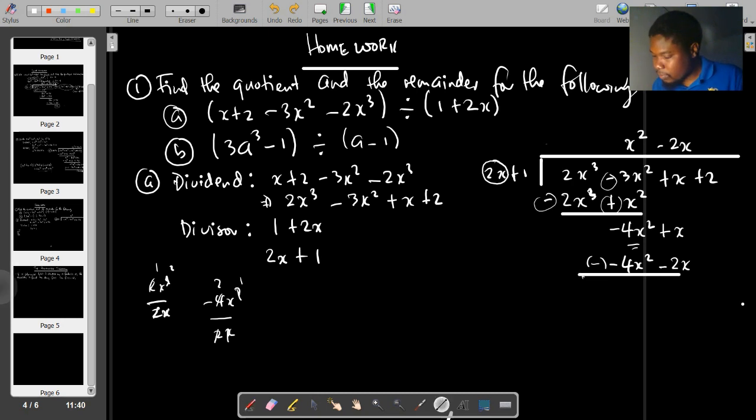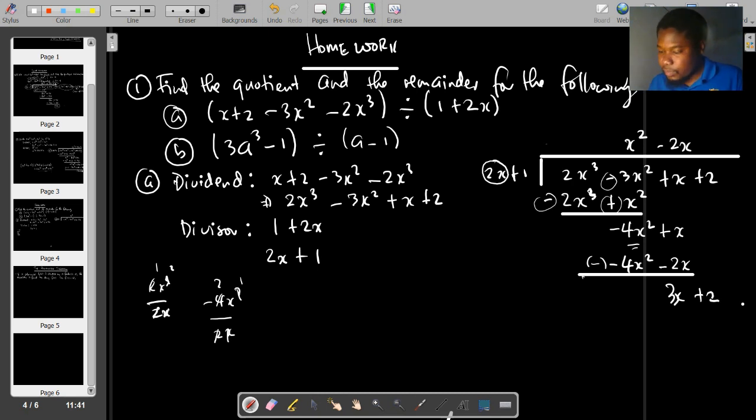All right, so we write it there. And then negative 4x squared minus negative 4x squared is a 0. And then x minus negative 2x, that becomes 3x. Okay, it becomes 3x. And then you drop down the 2.